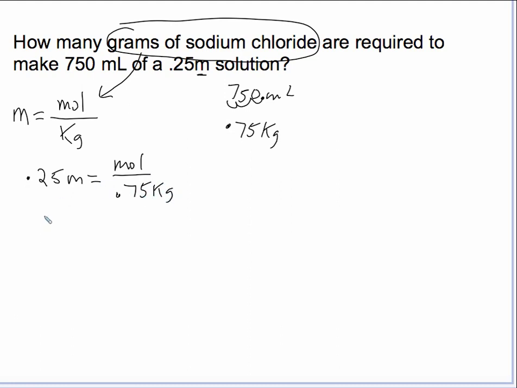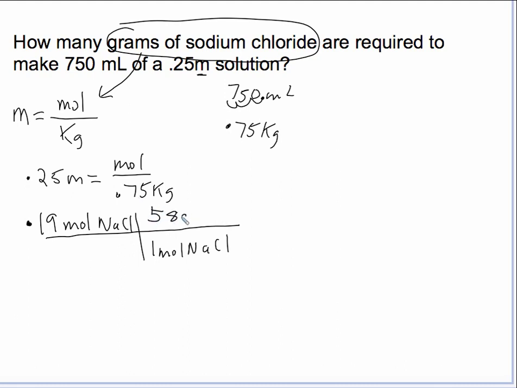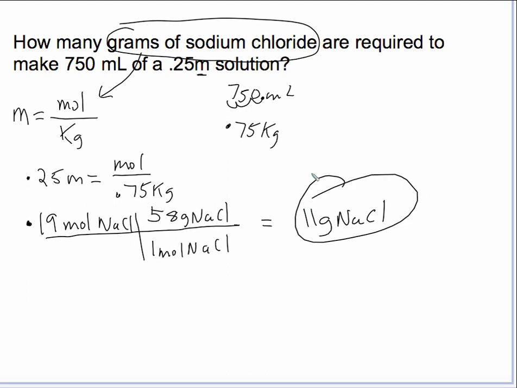We're going to cross multiply, and when we do that, we get that the moles are equal to, if you round a little bit, 0.19 moles NaCl. Then what you need to do is change moles to grams. So 1 mole NaCl equals, if you round a little bit, 58 grams NaCl. You could have put in 58.5, but I just put in 58. If you multiply that all together, you get around 11 grams NaCl. That would be your answer. That's how you would find grams from doing a problem like that.